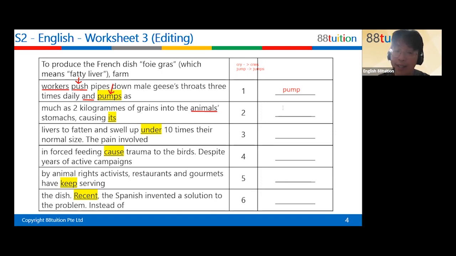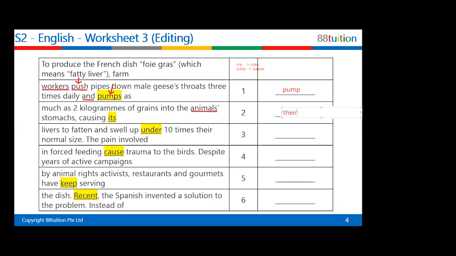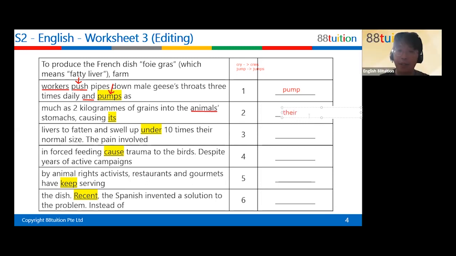So this has to be changed. Can we say causing its livers? No. What's the possessive? Sorry? Their. Thank you. So causing their livers to fatten and swell up. So over here, we can just call this error wrong pronoun, basically. And then for the first one, it's actually a subject-verb agreement error. So we say SVA for short, subject-verb agreement. Okay. Next, livers to fatten and swell up under 10 times their normal size.